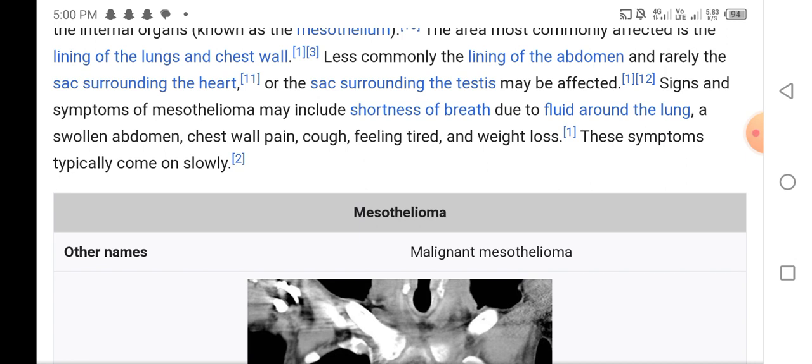Today we will talk about mesothelioma and its rarer form. Basically, the sac surrounding the testes may be affected.